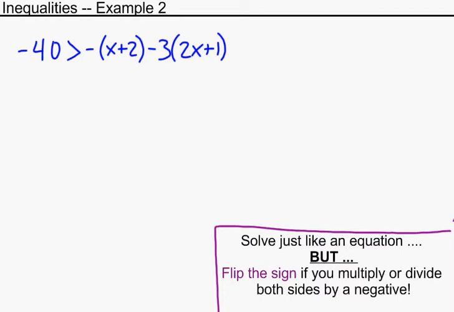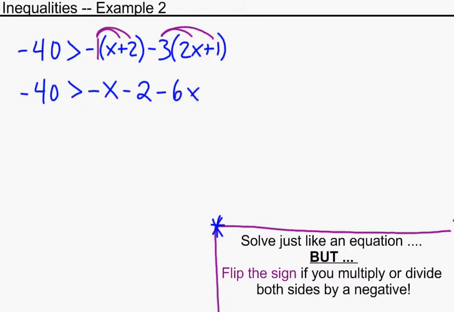Again, we're going to approach this inequality just like we would an equation, but being ever mindful of this idea of switching the sign if we divide by a negative on both sides, or multiply by a negative on both sides. So on the right-hand side, I have to distribute this negative 1. I have to distribute a negative 3. So I get negative 40 staying the same on the left. The sign doesn't change. And that gives me negative x minus 2 minus 6x minus 3.